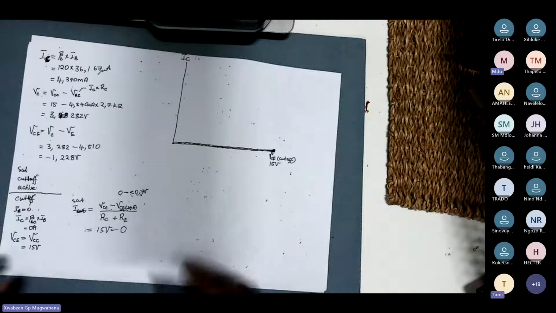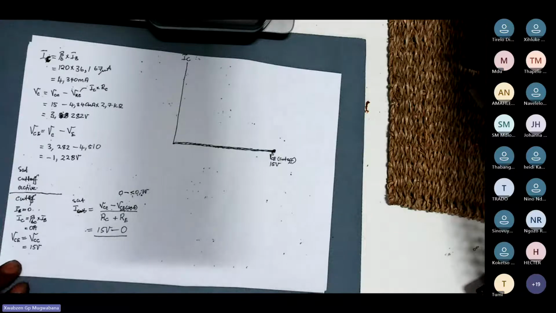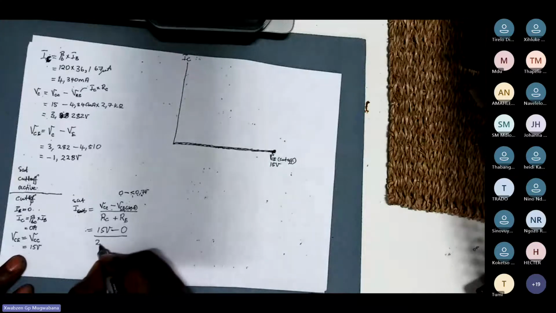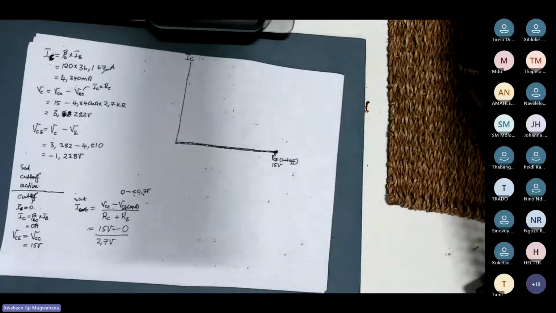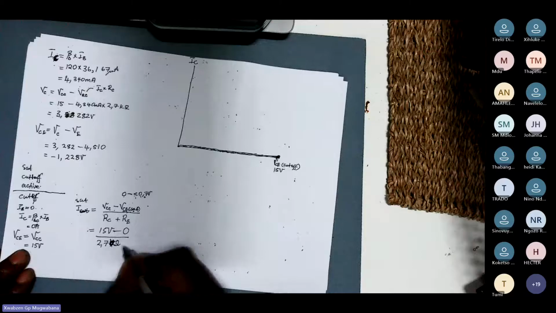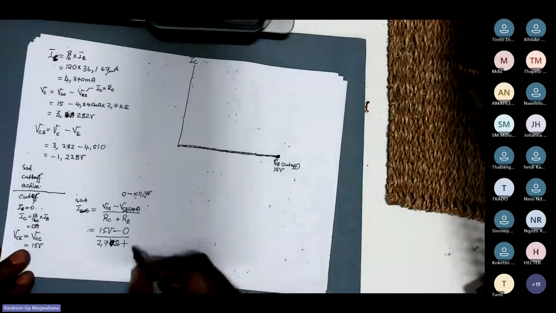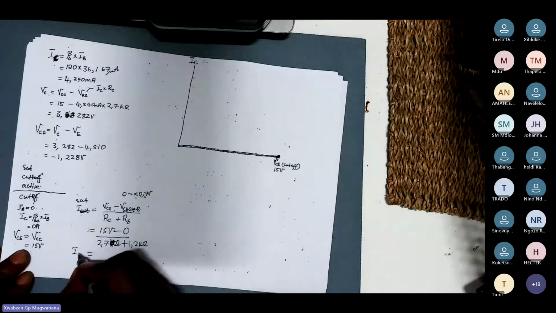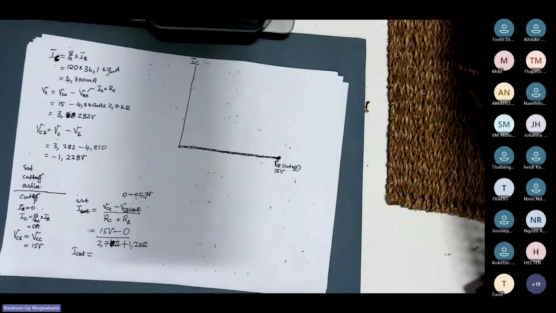Yes, sir. Then from there, divide by RC. What is RC in that case? It is 2,7 kilo ohms, not volts, kilo ohms. Plus, what is RE? In this case, it's 1,2 kilo ohms, which means now our IC set will be given by what? 12 minus 0 divided by 2,7 kilo ohms plus 1,2 kilo ohms.